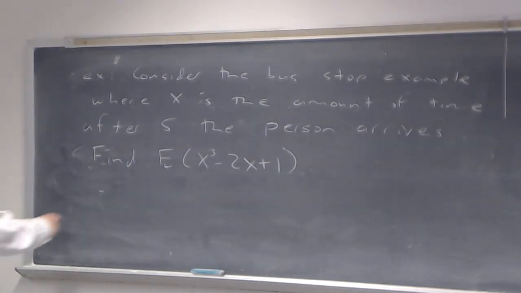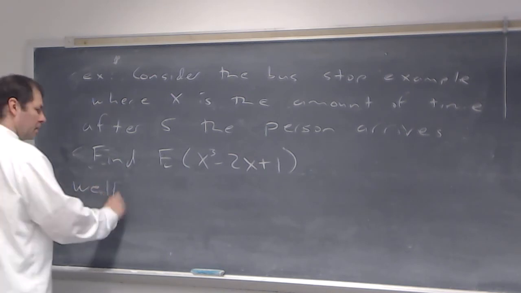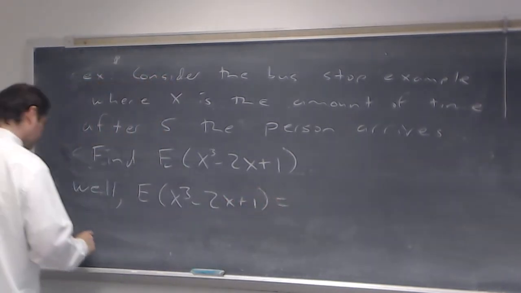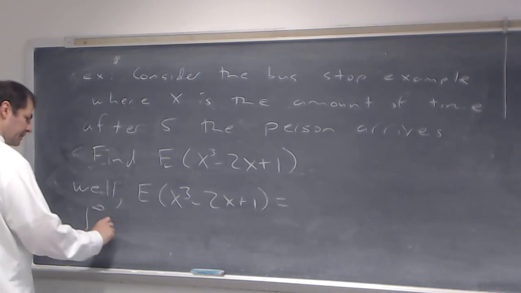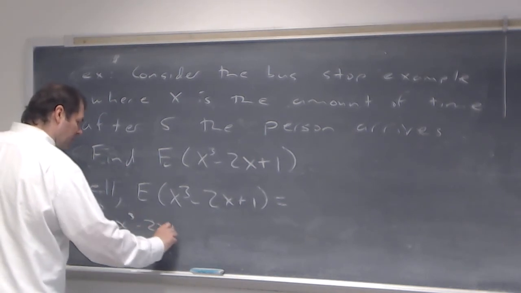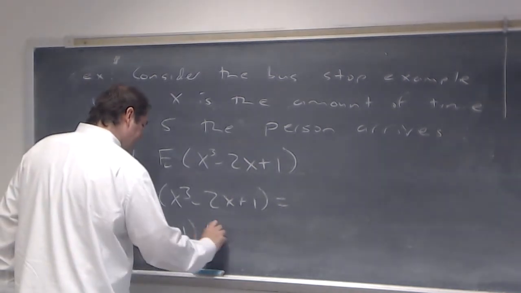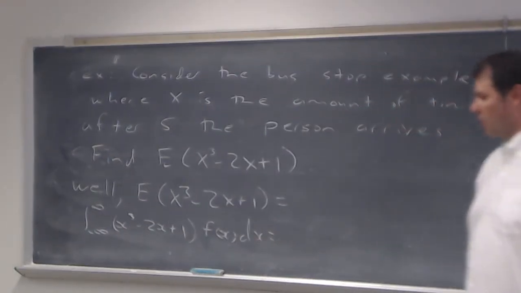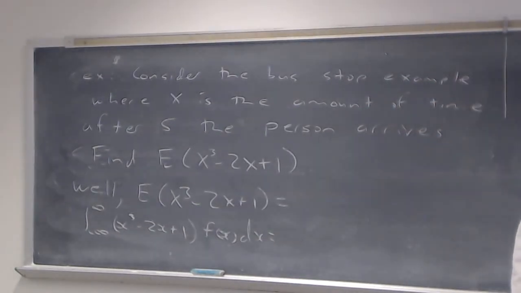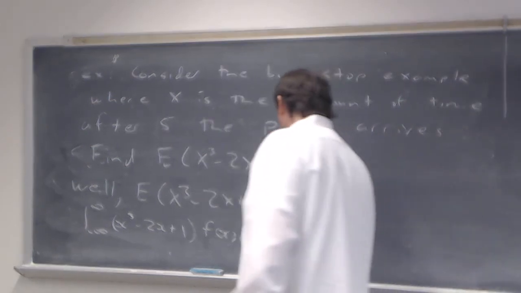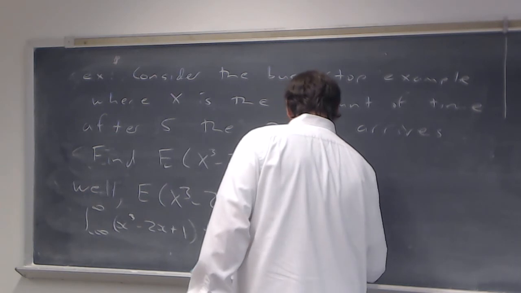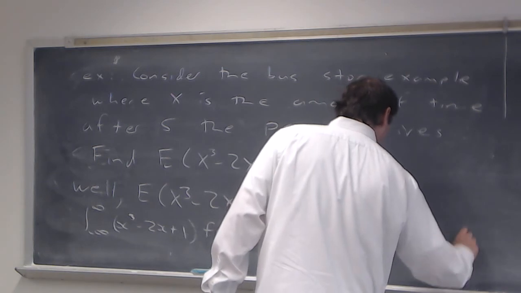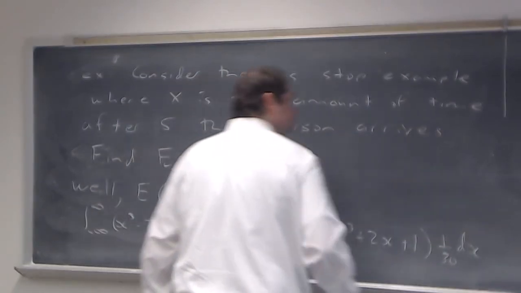Okay, so the way we do this is, well, the expected value of x cubed minus 2x plus 1 will be equal to the integral from minus infinity to infinity of x cubed minus 2x plus 1, that's g of x, times f of x dx, which, because f of x is only non-zero for x values from 0 to 30, we can say this same thing is the integral from 0 to 30 of x cubed minus 2x plus 1 times 1/30 dx. So that's what we have to calculate.